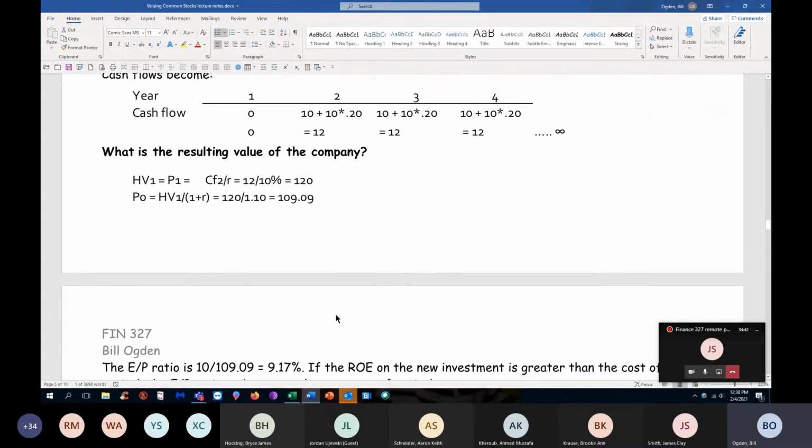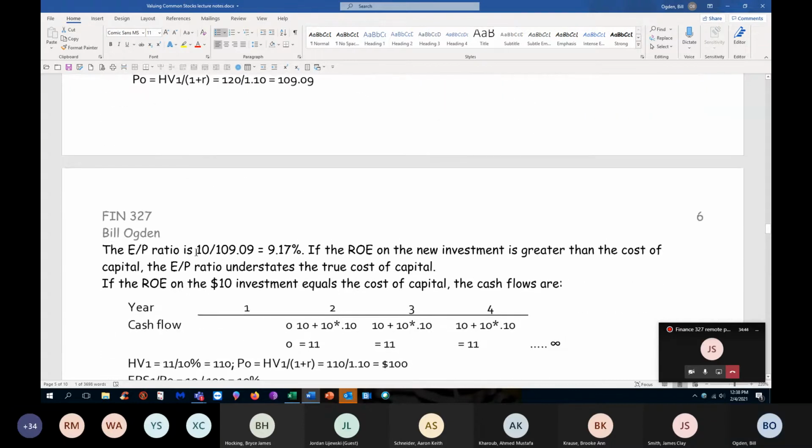So now what happens? The earnings to price ratio, we'll go directly rather than going through the PE ratio, becomes 9.17%. So what do we learn here? If the ROE of the new investment is greater than the cost of capital, the EP ratio understates the true cost of capital.